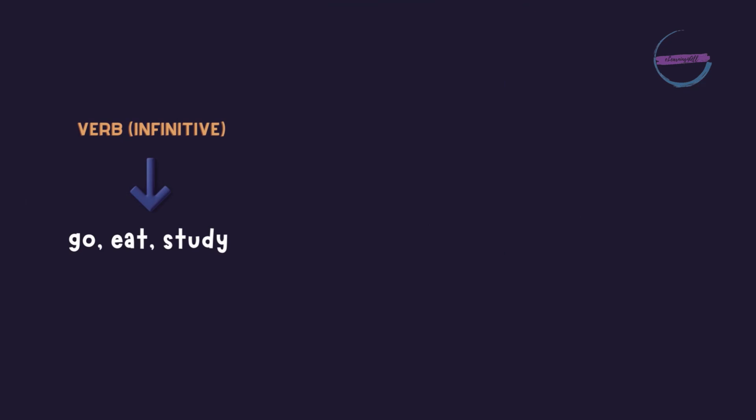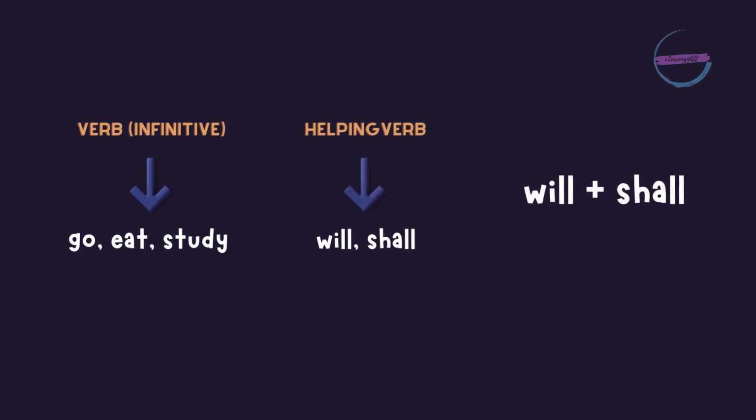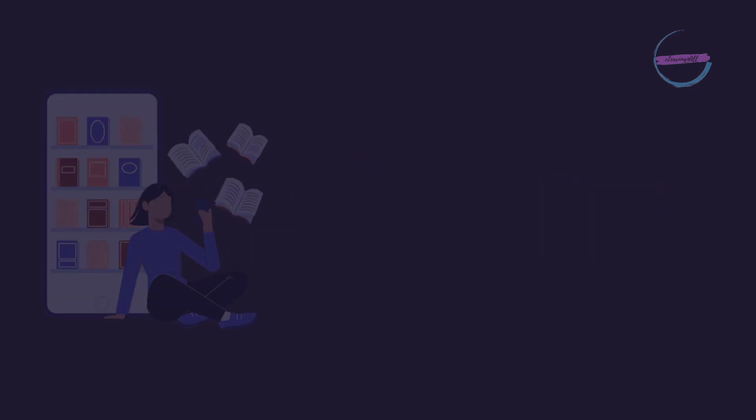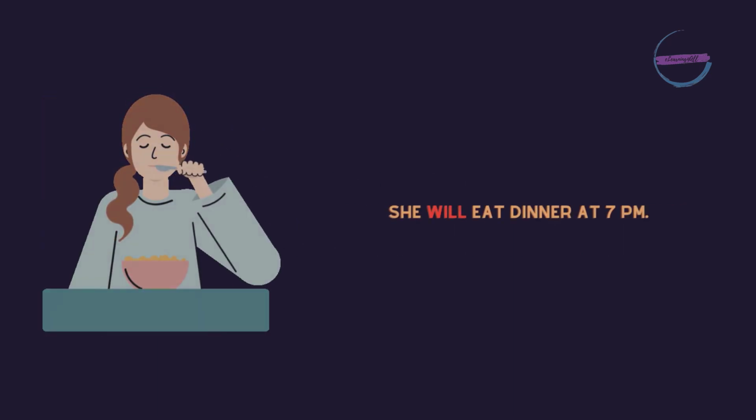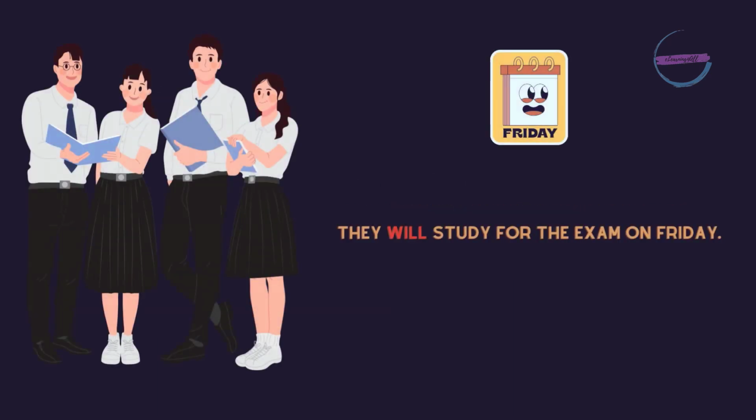Now let's look at how to form the future tense in English. First, use the base form of the verb, infinitive, like go, eat, study. Second, add one of these helping verbs, will or shall. And third, combine the base verb and the helping verb to create a sentence in the future tense. Here are a few examples to illustrate this. I will go to the library tomorrow. She will eat dinner at 7 p.m. They will study for the exam on Friday.